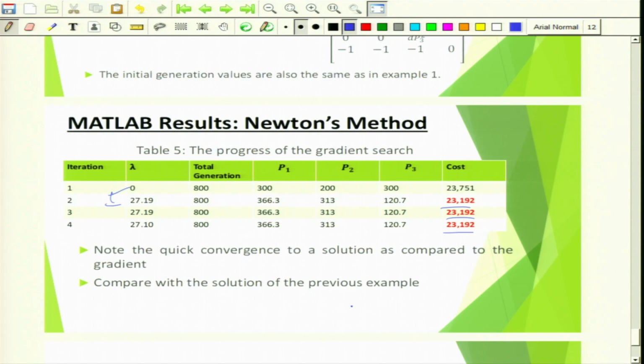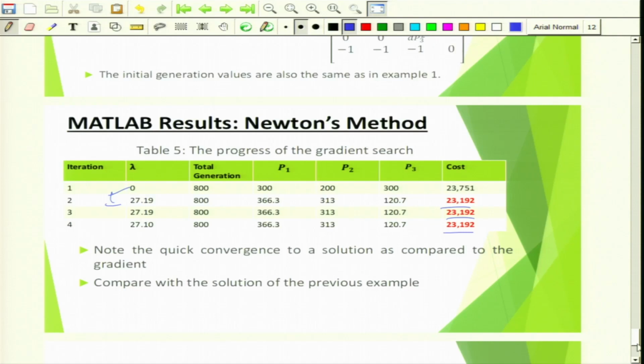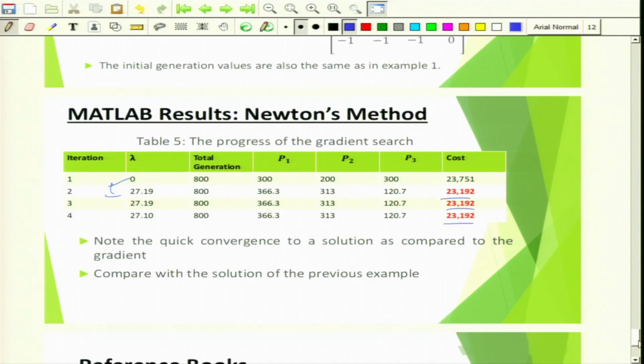Even in the case of those problems where you have a complicated polynomial where there is a fraction involved, right. So the advantage is the quick convergence to a solution as compared to the gradient method.